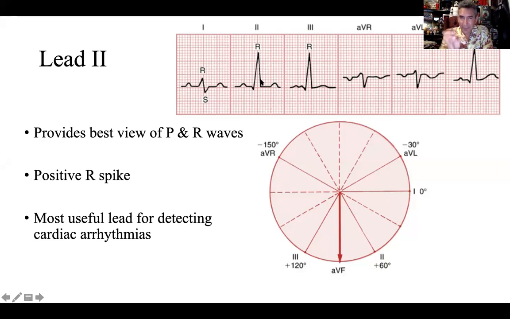At the same heartbeat, same cardiac cycle, this is what lead 1 would give us, and this is what lead 3 would give us. Lead AVR would give us, kind of hard, it's almost reversed. It's going in a different angle. So again, we're looking at lead 2 all the time. It gives us that very positive R spike, and is most useful for detecting problems that we're going to address in this class.